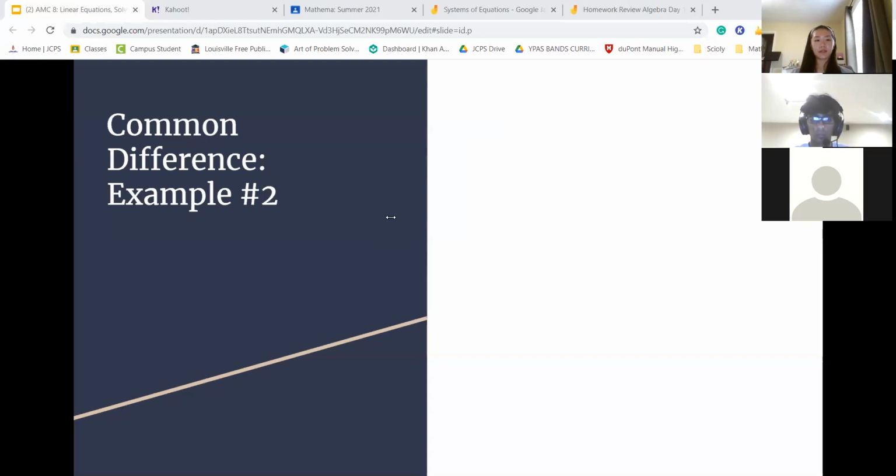Okay, so our second example is also very simple. Everybody should be able to put the common difference in the chat. So please, if you know it, just type it in the chat so that we know that you're paying attention.